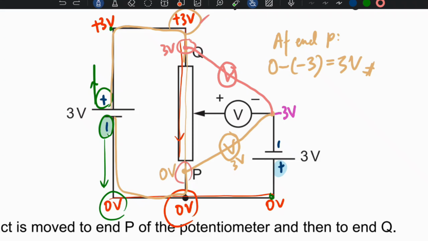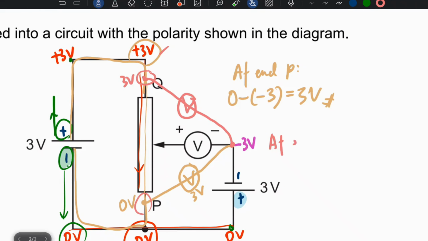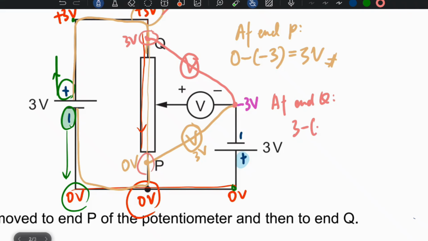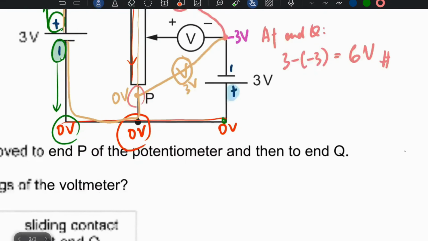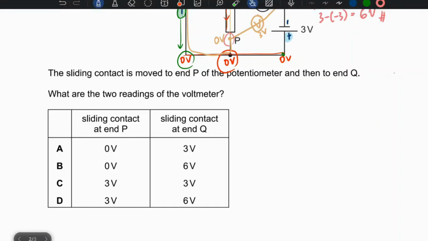So if this point is 3 volts, this point has -3 volts. What would your potential difference be then? At NQ, it is 3 minus -3. Always higher potential minus the lower potential. And you'll get 6 volts. So at NP, the voltmeter would read 3 volts, and at NQ, it is 6 volts. And your answer would be D.